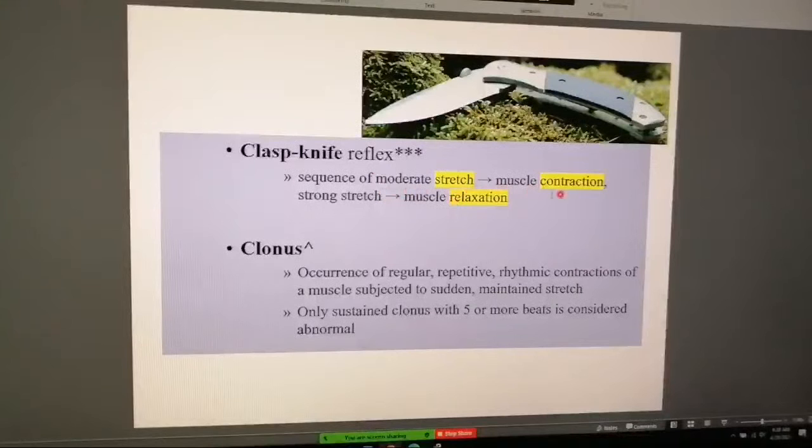The whole thing is exaggerated because of the gamma efferents. This is it. Moderate stretch leads to muscle contraction. Okay, this bit is okay. This is a sequence of moderate stretch. You saw the moderate stretch, and it led to contraction, which can be viewed as the initial resistance put up by the person.